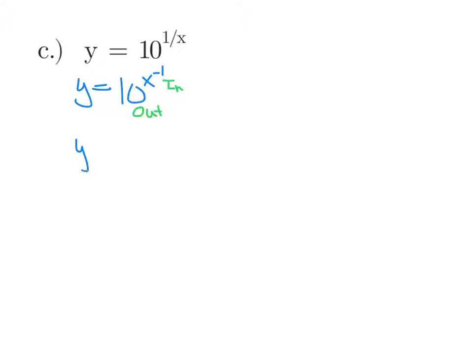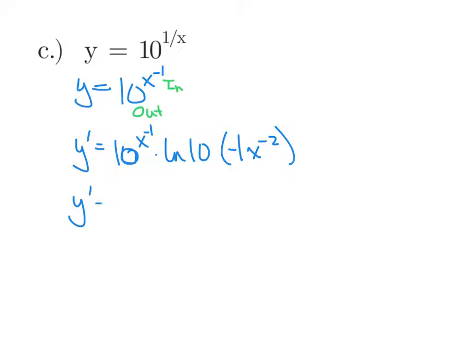So now that it's time to find the derivative, we work from the outside in. Since the outside is the exponential with a base of 10, that means we're going to keep the 10 to the x to the negative 1 and multiply it by the natural log of 10. That takes care of the base of 10. Next, we'll take the derivative of the interior function, negative 1 x to the negative 2. At this point, we can clean it up a little bit, but this is perfectly fine. I would probably bring the negative 1 along with the coefficient of natural log of 10 out in front. So negative natural log of 10.